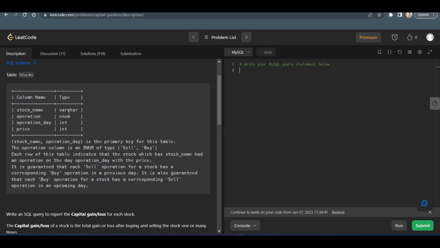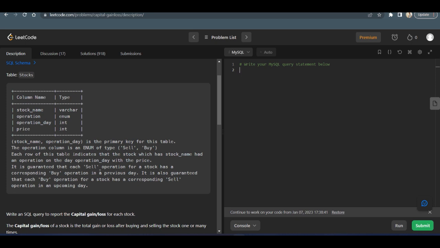Stock name has varchar data type, operation is an enum which contains sell and buy. Then operation day, which is day 1, day 2, day 3, has data type int, that is integer, and the price of stock is also integer. Stock name and operation day together make a primary key for this table. Each row of this table indicates that the stock with that stock name had an operation on the day called operation day with the price.